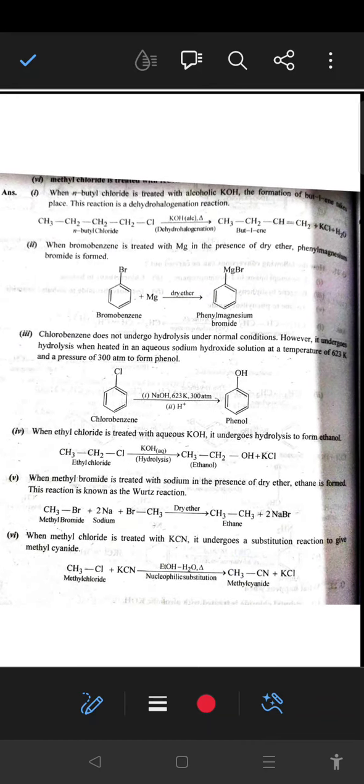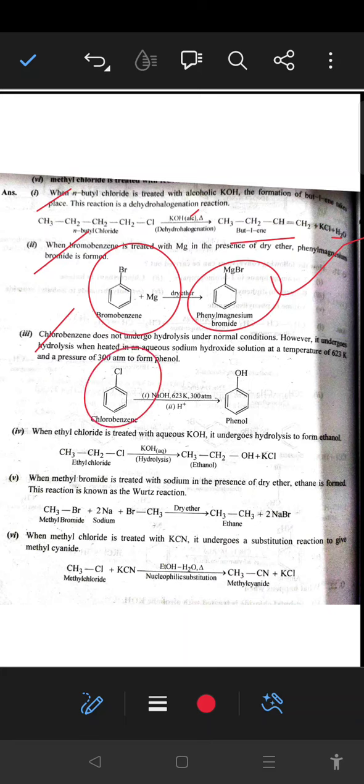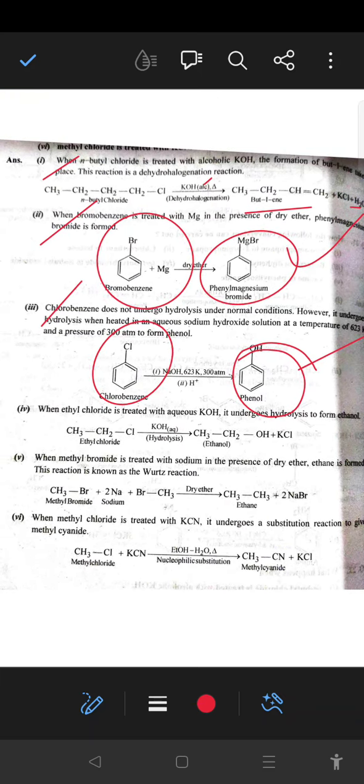Next is the conversions. So first, n-butyl chloride is treated with KOH aqueous alcoholic, that leads to formation of butene with removal of water. Okay. Second, bromobenzene is treated with magnesium, formation of Grignard reagent. Third, chlorobenzene reacts with sodium hydroxide and H positive, and again the formation of phenol occurs. Next, ethyl chloride is treated with KOH aqueous, that leads to formation of alcohol as a product, ethanol product will be formed.